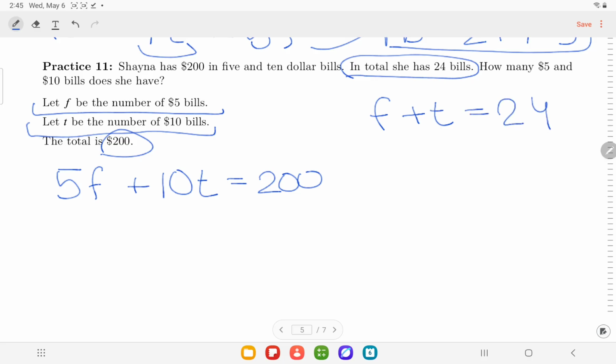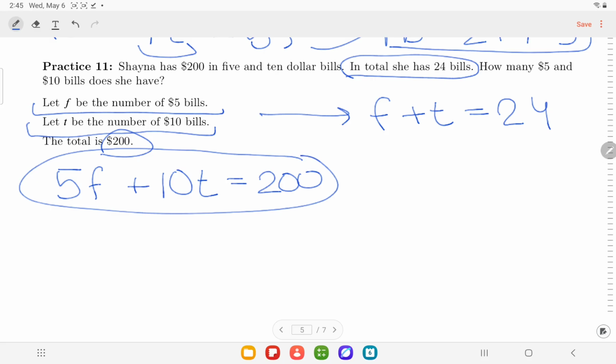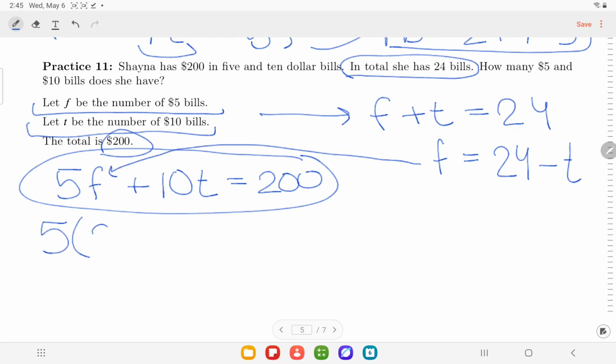And so in order to substitute one of our variables into this equation here, we need to isolate. You can pick either to isolate for f or for t, but we're going to do f today. But you can try to isolate for t on your own, and you should get the same answer either way. So we see that f is equal to 24 minus t, and then we can plug our f in here. So we'll end up with 5 times 24 minus t plus 10t is 200.